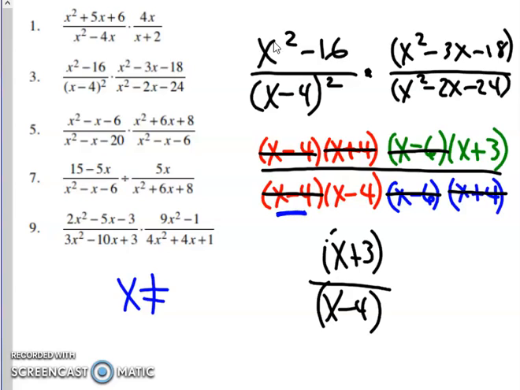So for the first one, x cannot be equal to 4. And that's also true for the second one. For the third one, x cannot equal 6. For the last one, x cannot equal -4. We have 3 restrictions on the domain. Final answer is x plus 3 over x minus 4.